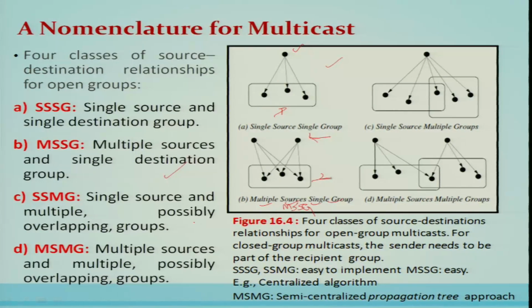Then comes SSMG, meaning single source and multiple groups. Here these multiple groups are overlapping also. And then MSMG, that is multiple sources. Here you see two sources are there and multiple groups which are overlapping also. So there are 4 different ways in which these open groups can be organized or classified.